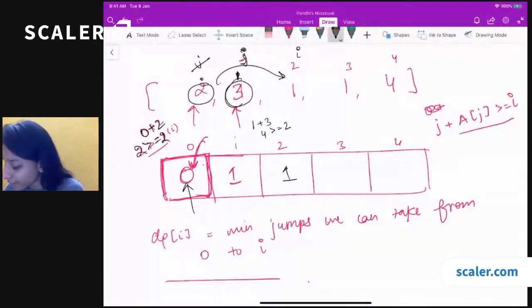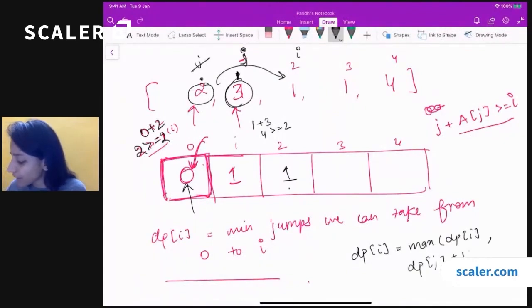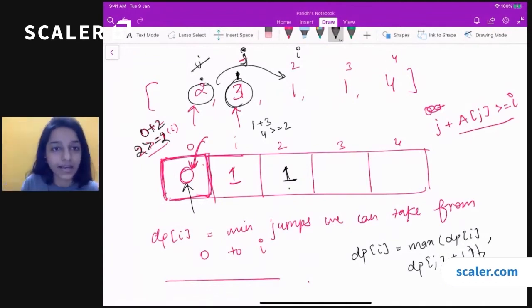So we have to check that dp of i is equal to min of dp of i, comma, dp of j plus 1. Right now dp of i is smaller, so it will remain 1. And we will go on till the loop is completed. Let's first code it up, then we will complete the array.